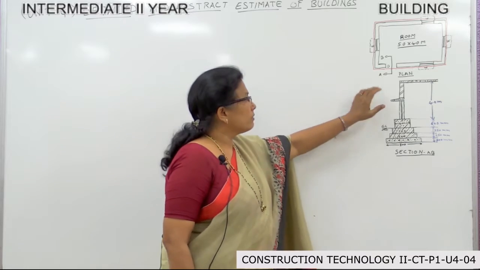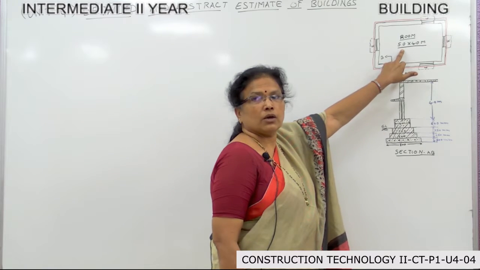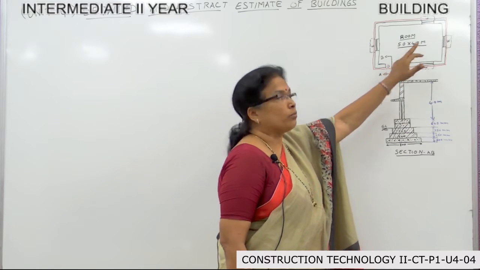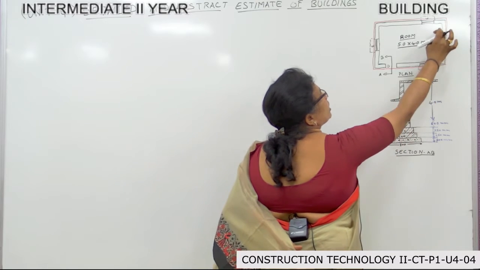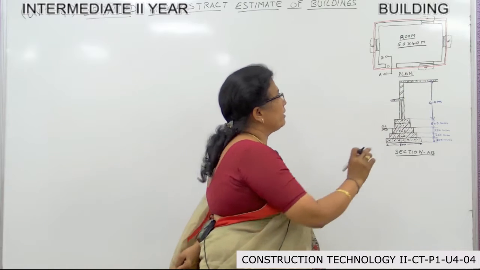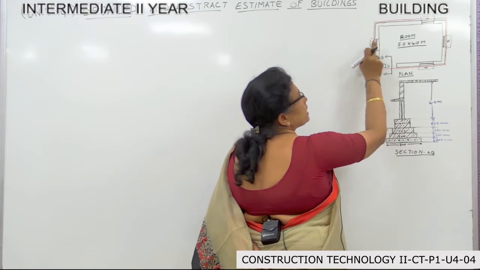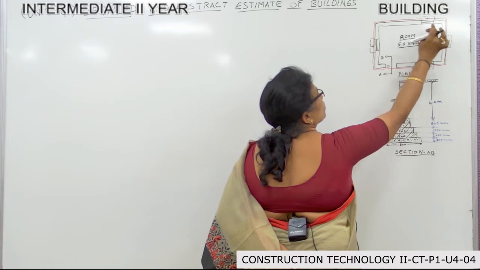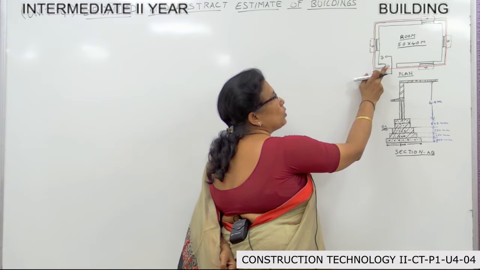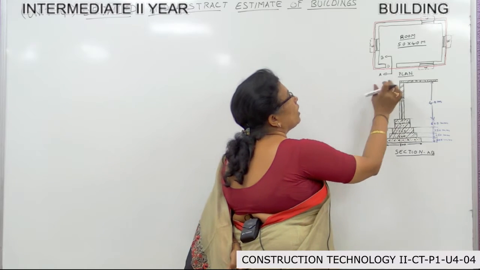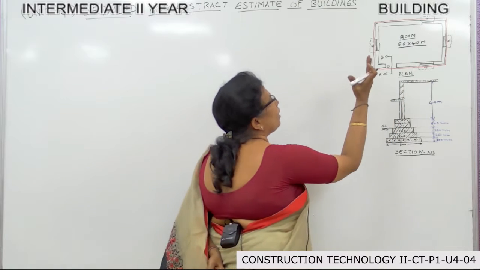Now coming to the drawing. This is a plan of the room. Room size is 5 meter by 4 meter. This is 5 meter and from here to here it is 4 meter. It has 4 windows. The W's you are seeing are window 1, 2, 3, 4. And this D is for door. This is the door. And this is a plan of a one room building.